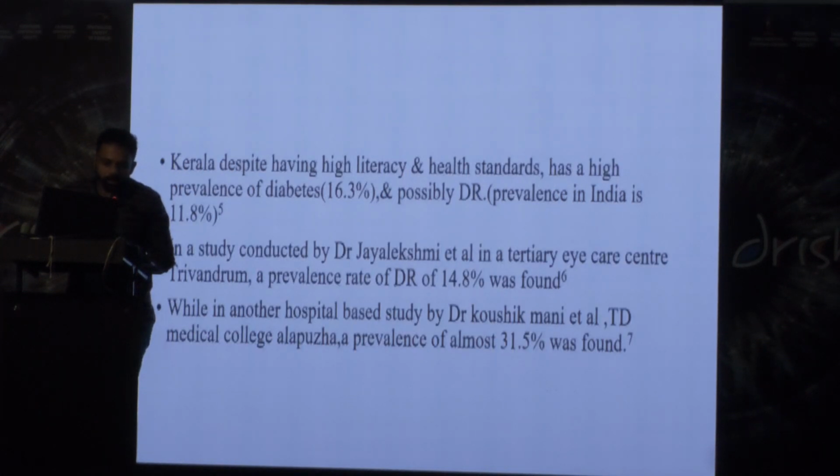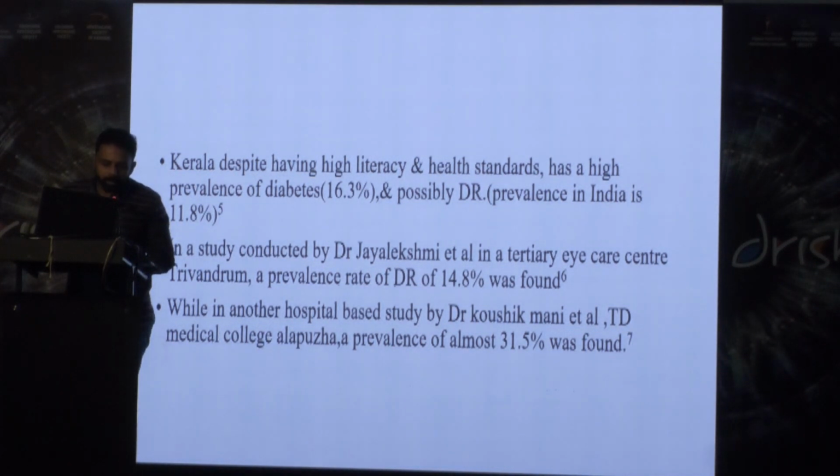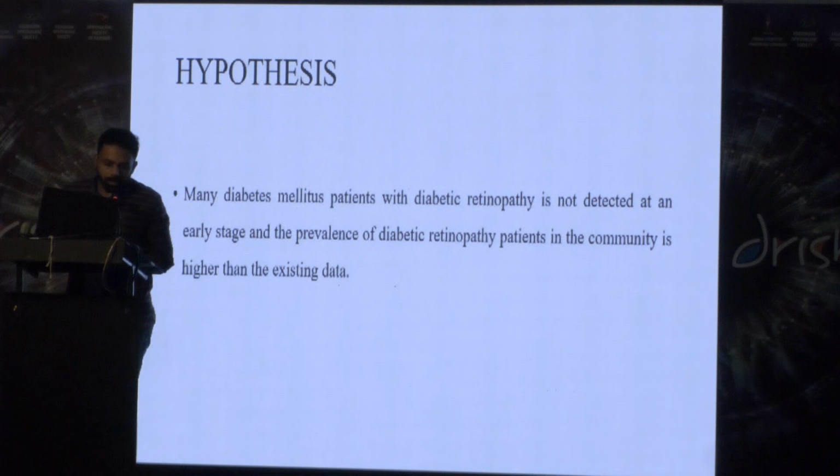Kerala, despite having high literacy and health standards, has a high prevalence of diabetes and possibly diabetic retinopathy. In a study conducted by Dr. Jalakshmi et al. in a tertiary eye care center in Trivandrum, a prevalence rate of diabetic retinopathy of about 14.8% was found, while in another hospital-based study, a prevalence of almost 31.5% was found by Dr. Kaushik Mani et al.